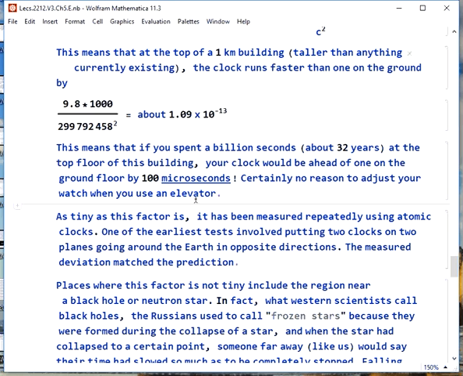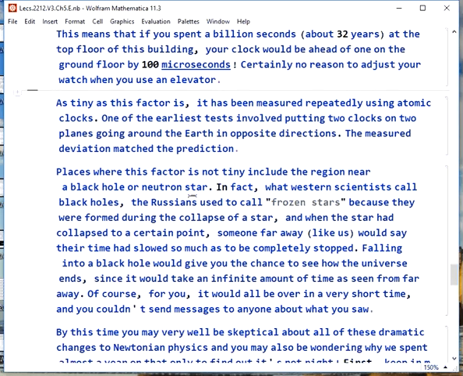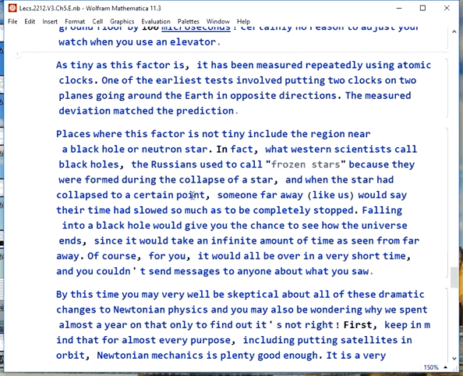Now, as tiny as that is, this has been measured repeatedly using atomic clocks. One test involved putting 2 clocks on planes and sending them around the Earth in opposite directions, and then measuring the difference in the time they read when they were brought back together.